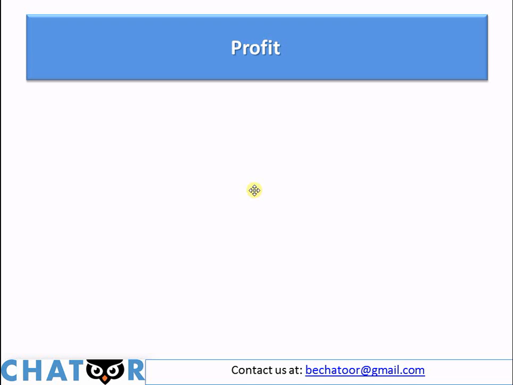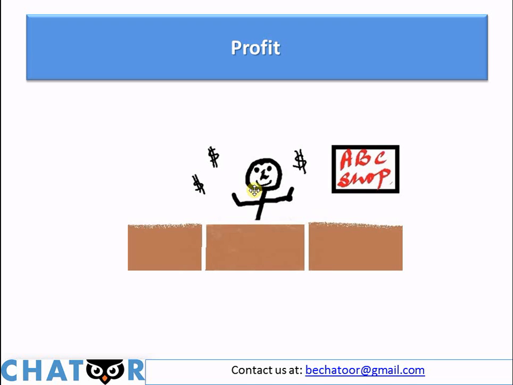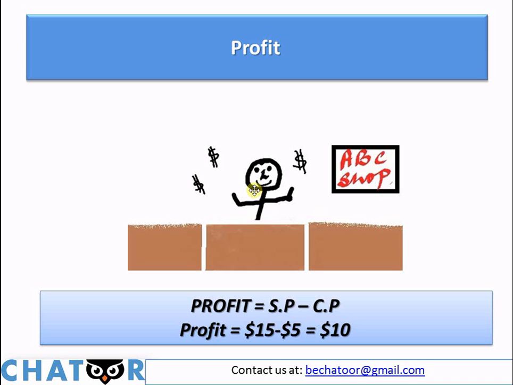Now what is profit? I'm sure you would have heard this word, profit and loss, in some context, some newspaper. No matter what your background is, you would have heard this term. Profit obviously is equal to selling price minus the cost price. This is the case where the selling price is higher than the cost price. So from the cola example, he bought it for $5 and sold it to you for $15. Which means his profit on that deal was $15 minus $5, which is equal to $10.